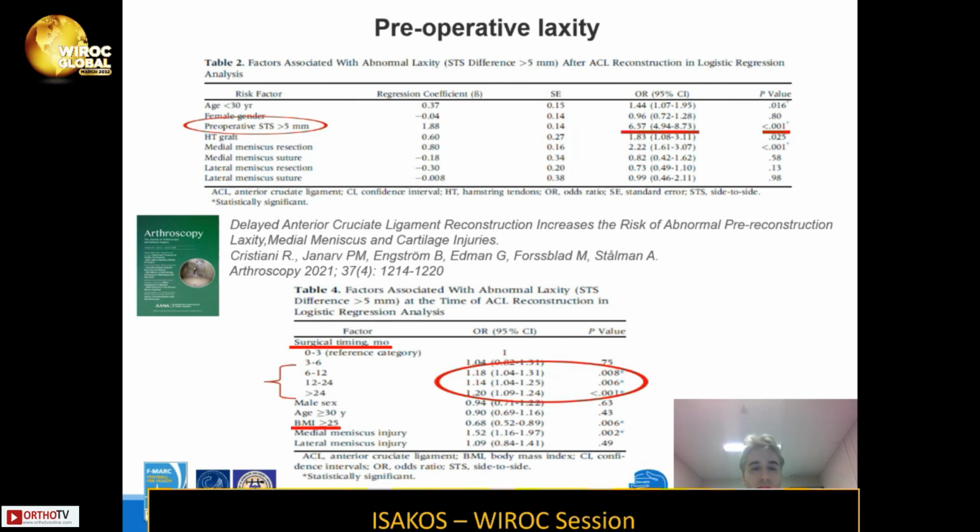We found also that a BMI more than 25 reduced the risk of having abnormal pre-reconstruction laxity, and as expected, medial meniscus injury was a factor that increased the risk of having abnormal pre-reconstruction laxity.